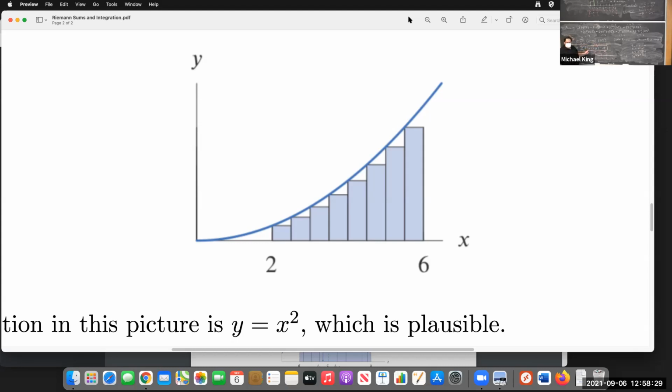We know a is 2. We know delta t is 0.5. And that gives us back exactly this. Does that make sense?